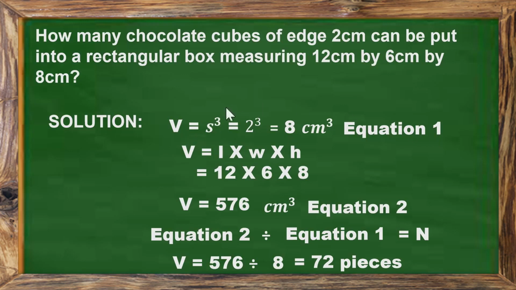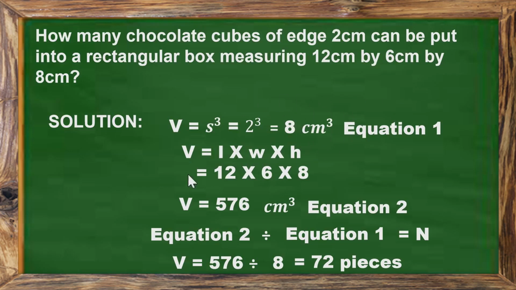First equation, volume ng chocolate cubes. Ito po, volume is equal to S cube equals 2 cube. Meaning to say, 3 times natin multiply yung 2 by itself. So, 2 times 2 times 2 equals 8 cubic centimeter. Ito po yung volume ng chocolate cube.